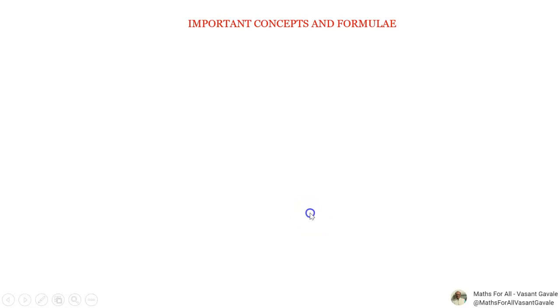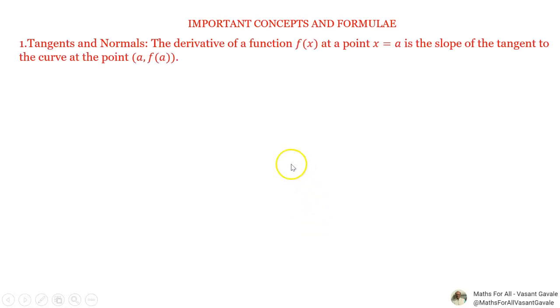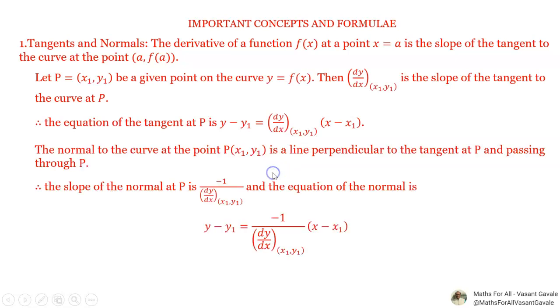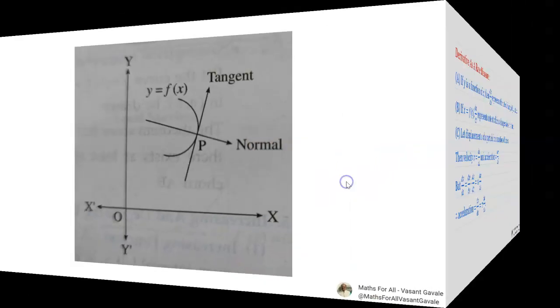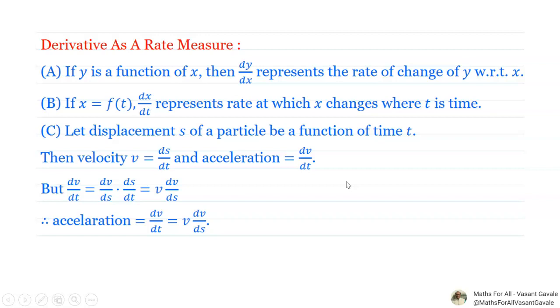The topic is same, that is the equations of the tangents and the normal to the given curve. Same formulas are here. This is the tangent to the given curve at the point P, and the normal is perpendicular to the given curve. I am adding some more examples of derivative as a rate measure.